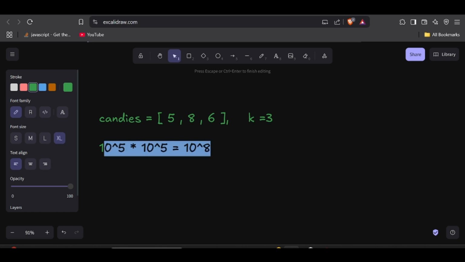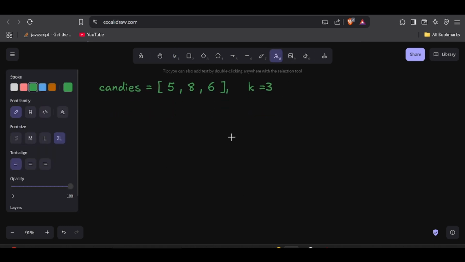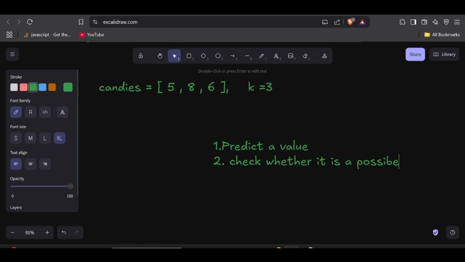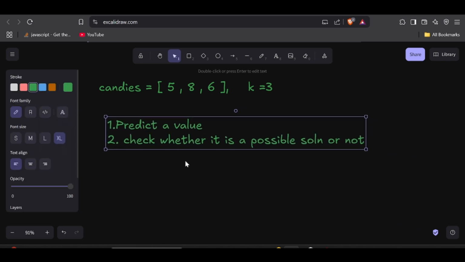So how am I going to solve this question? First of all, I will break this question into two parts. First, I will predict a value, and secondly I will check whether it is a possible solution or not. First of all, I will be focusing on this second step, how we will be checking whether it is a possible solution or not.